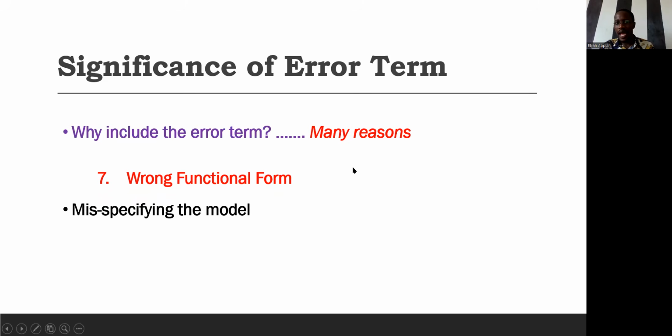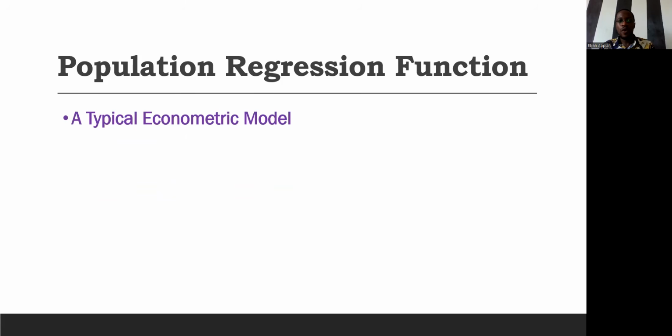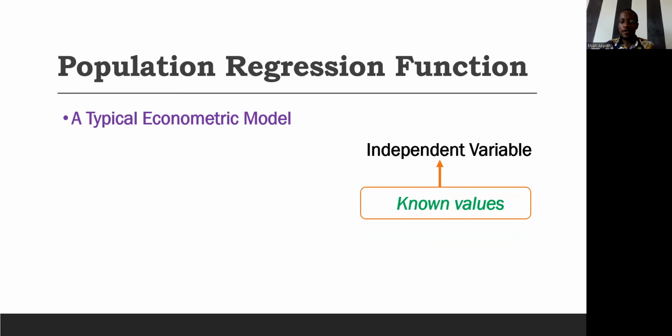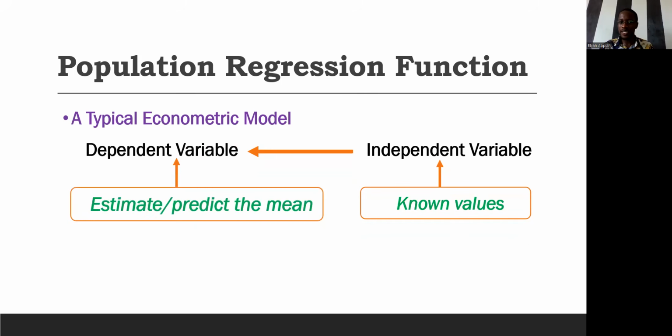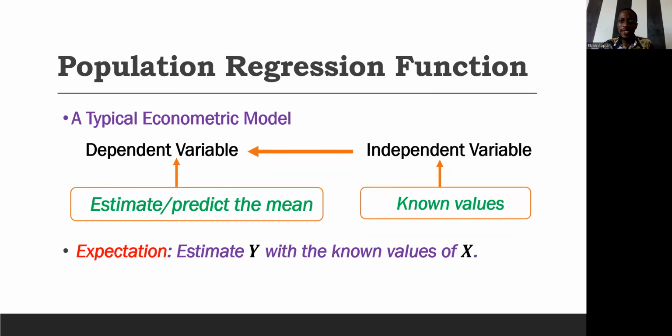So at a point in time, we would want to look at what we call the population regression function. Now, in a typical econometric model, we said we are using the known values of the independent variable in order to predict or estimate the mean of the dependent variable. And that's what regression analysis is all about. So there is this kind of expectation that we create. The expectation is that we are estimating the dependent variable y with the known values of the independent variable x.